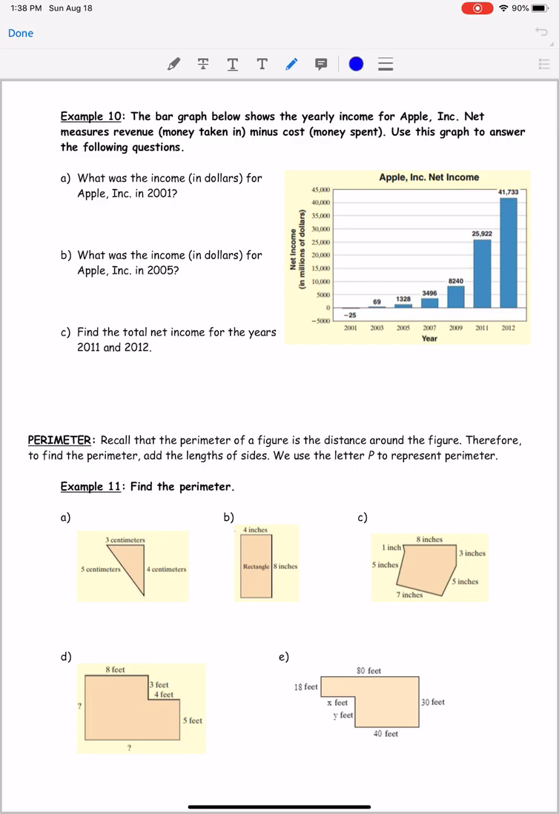And last page, example 10 has to do with this bar graph. It says the bar graph below shows the yearly income for Apple Incorporated. Net measures revenue, money taken in, minus cost, money spent. Use the graph to answer the following questions. A, what was the total income in dollars for Apple Inc. in 2001? So nothing really to do here. What was it in 2001? That's -25. And we need units: my negative 25 what? Millions of dollars.